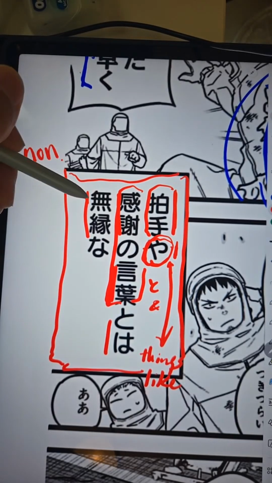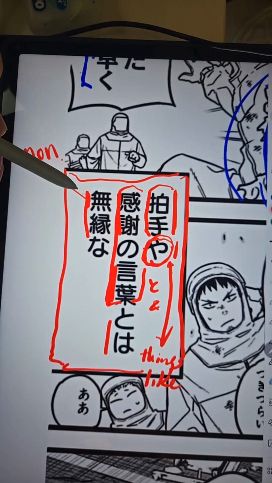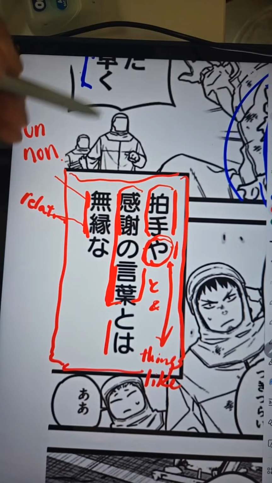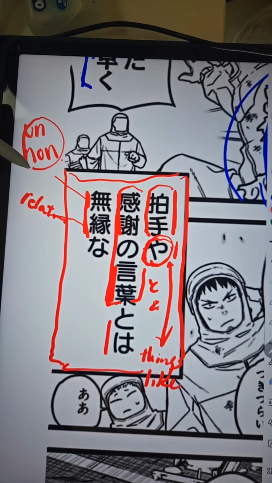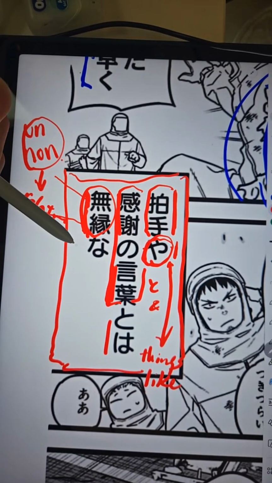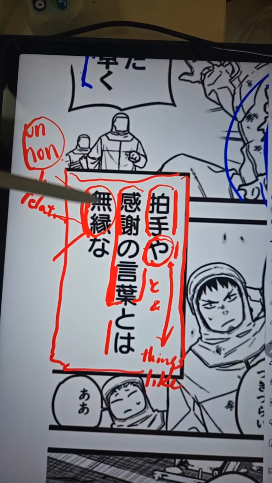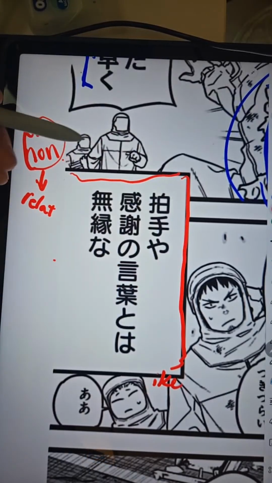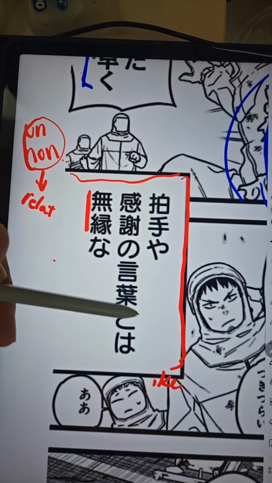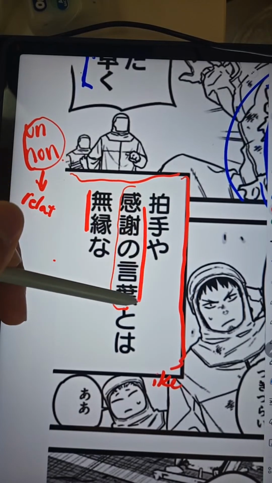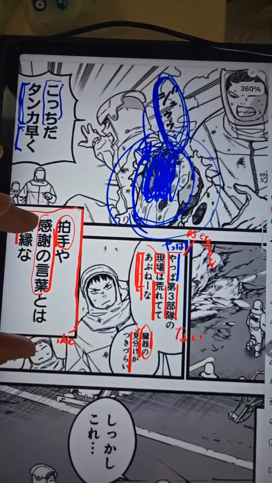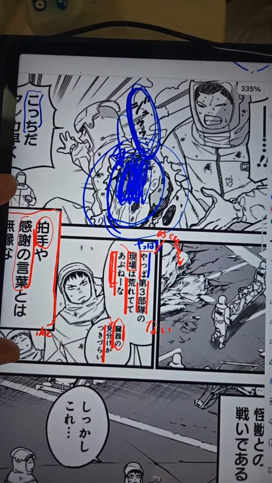とは無縁. 無縁. 無 is none. You can stick 無 with many nouns to mean none or like un. En is relation, like relationship. So combined, non-relation, meaning not related or far away from. So how you can translate this is, we are far away from things like having words of appreciation or applause. Again, the protagonist and his team, their job is just to clean the mess.